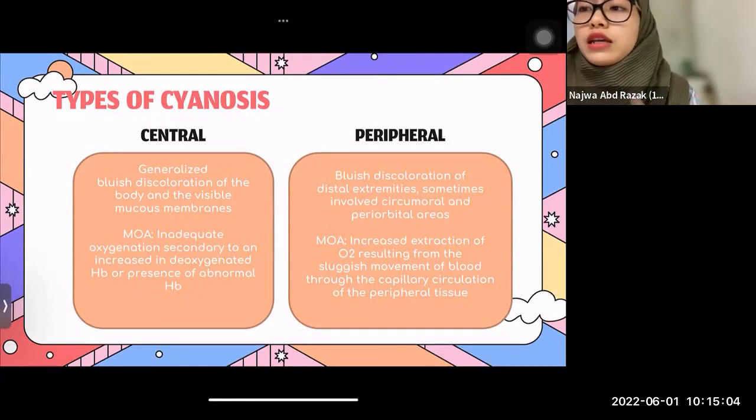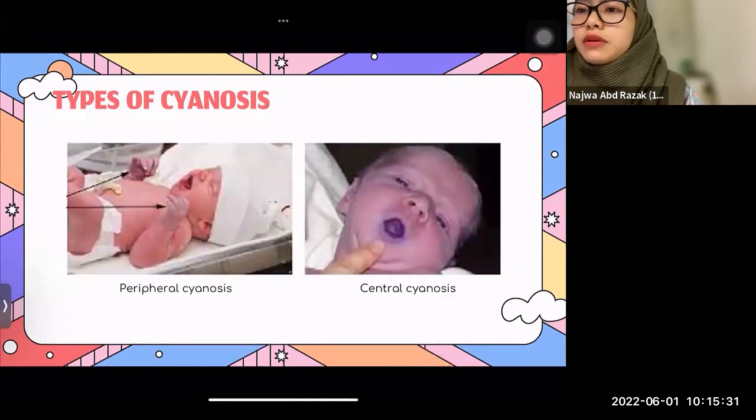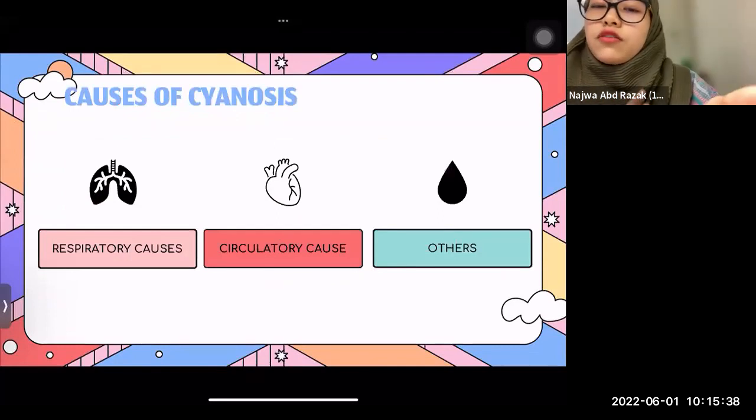Peripheral cyanosis is a condition where there is bluish discoloration of the distal extremities. Sometimes it could involve the circumoral and periorbital area. The mechanism is basically increased extraction of oxygen, which results from the sluggish movement of blood circulation in the peripheral tissue. These are the presentations of peripheral and central cyanosis. Okay, so we move on to causes of cyanosis.